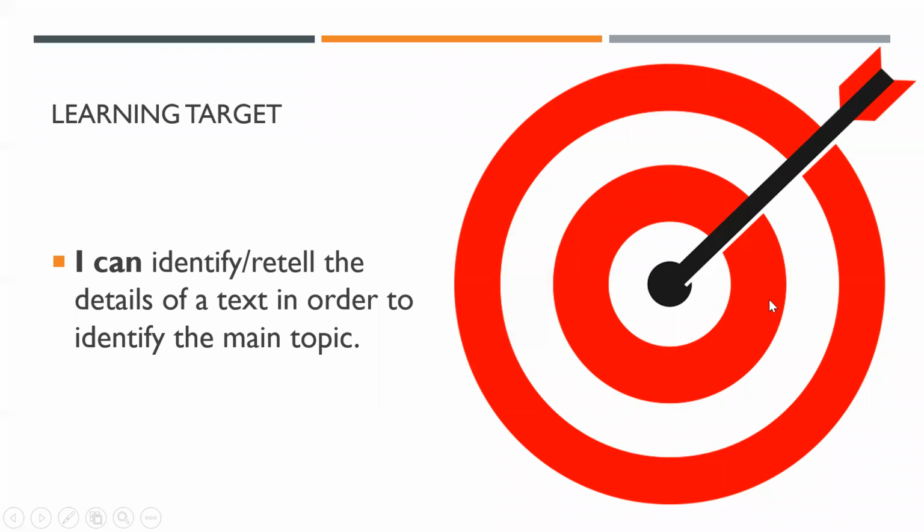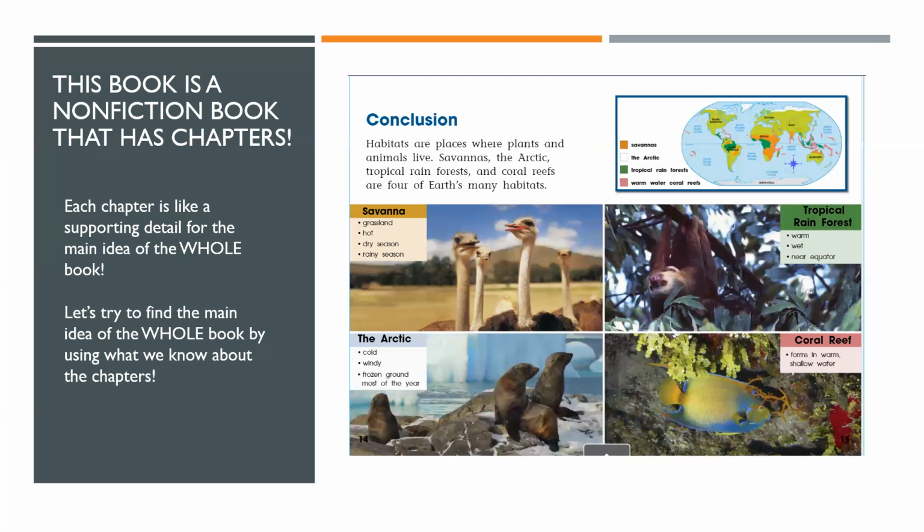So our learning goal this week has been, I can identify and retell the details of a text in order to identify the main topic or main idea. We have been reading the book called Habitats Around the World. This book is a non-fiction book. It is true that this book has chapters.